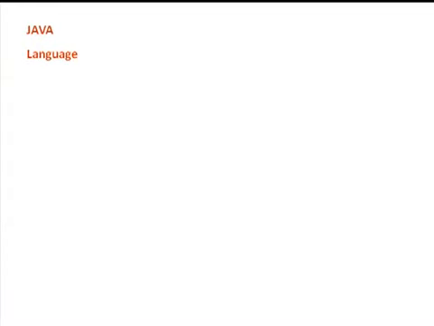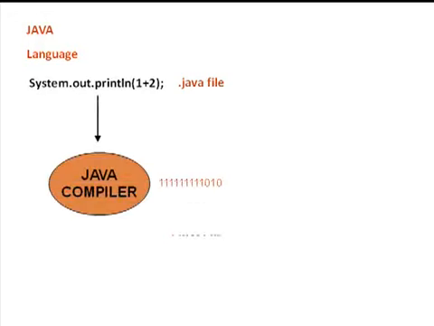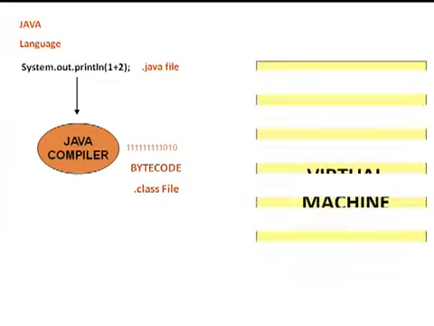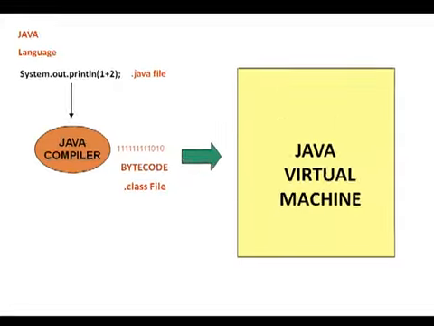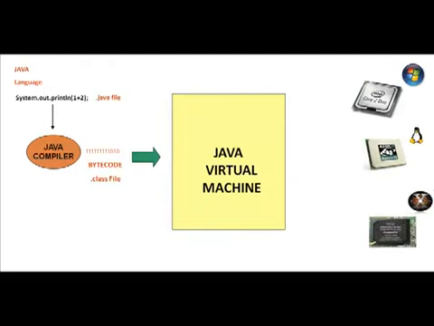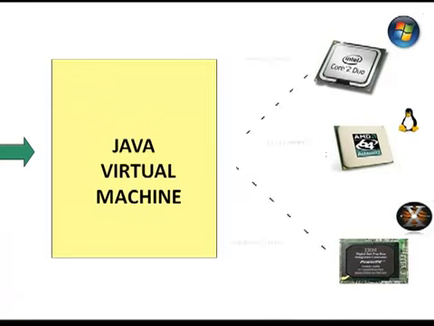Enter Java language. The code to display addition of two numbers in Java is system.out.println(1+2), saved as .java file. Using the Java compiler, the code is converted into an intermediate code called the bytecode. The output is a .class file. This code is not understood by any platform, but only a virtual platform called the Java Virtual Machine. This virtual machine resides in the RAM of your operating system. When the virtual machine is fed with this bytecode, it identifies the platform it is working on, and converts the bytecode into the native machine code.